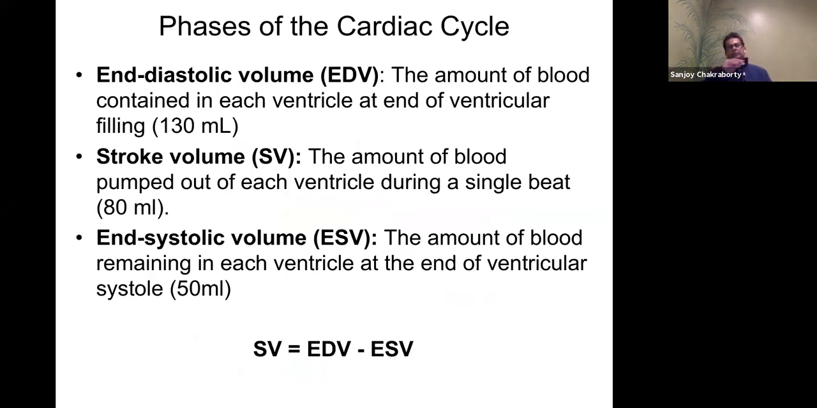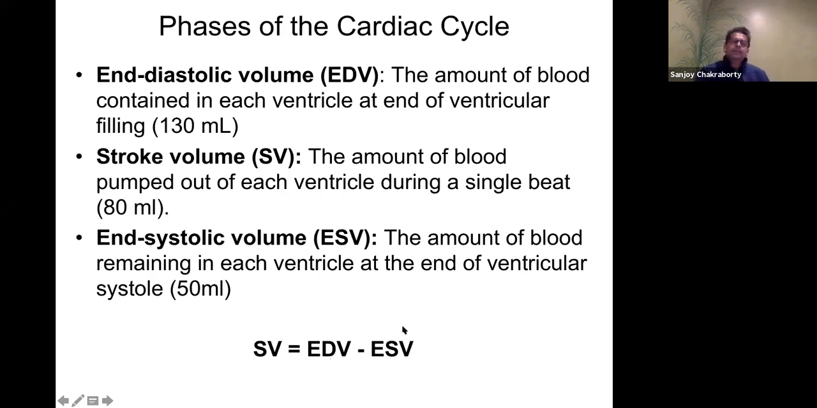End diastolic volume, the end of the diastole, the ventricle is completely filled. Then it contracts, some amount of blood goes into the aorta, same thing on the right side, and a little bit remains. So if I subtract the remaining amount from the end diastolic volume, meaning when the ventricle is filled, this is the amount that goes into the aorta. So SV equals EDV minus ESV.